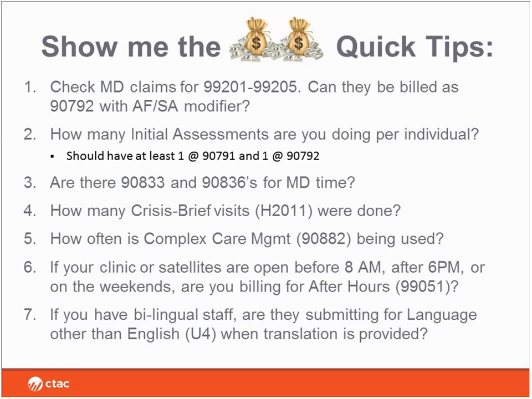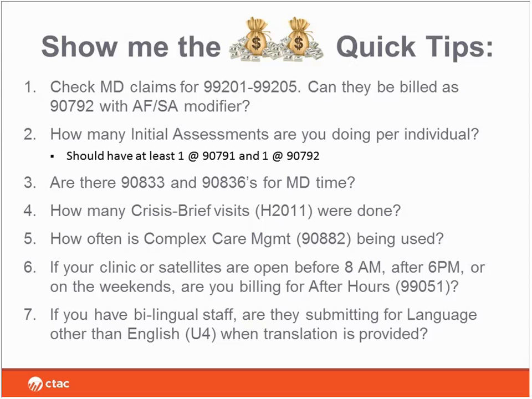How many crisis visits were done last year? See if that makes sense based on what you know, the frequency of crises at your clinic. Complex care management. Also, if your clinic or you have satellites that are open before 8 a.m. or after 6 p.m. or on the weekends, are you using the after hours modifier, the 99051? Whenever a service is provided in those hour ranges, you should have your billing software automatically add that so you get paid an enhanced rate.